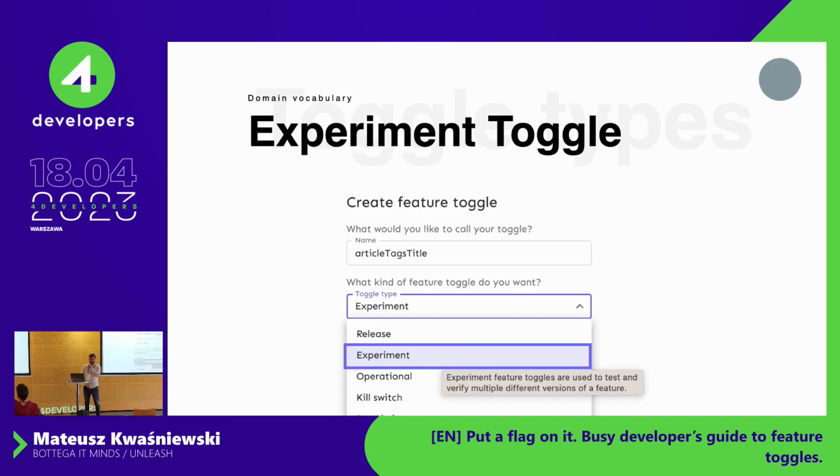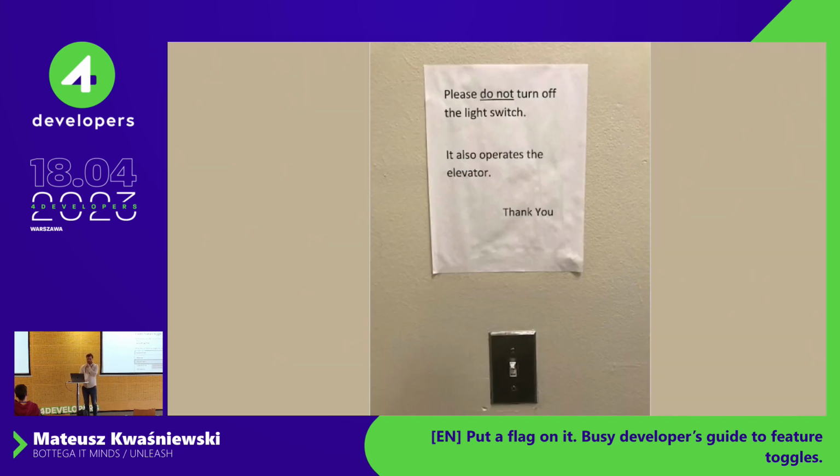So we need a different toggle that we're gonna call experiment toggle. And let's call this one article tags title. And by the way, please do not recycle previous toggles. Okay, we need to create a new one because otherwise those things happen.